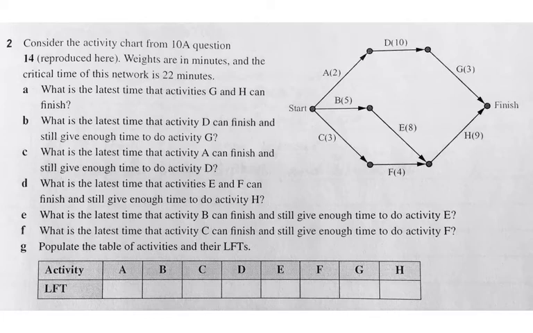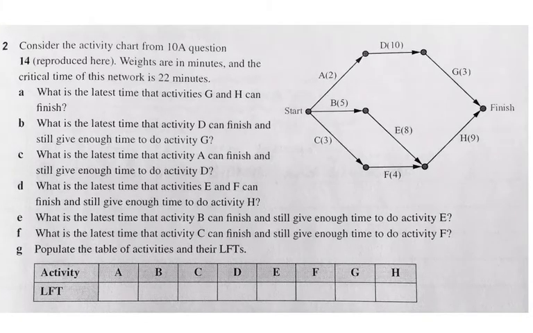So what it's saying is that the critical time, so for all of these activities to finish, will be 22. So what you want to be able to see is at this finish point here, you should have an early start time and a latest finish time of 22. Now, this question is broken up into lots of different types of questions, but all it's really asking you to do is to find out the latest finish time for each of the vertices.